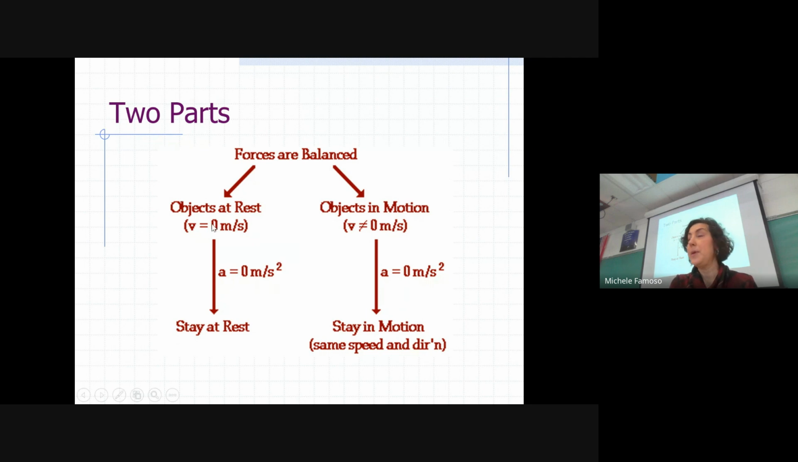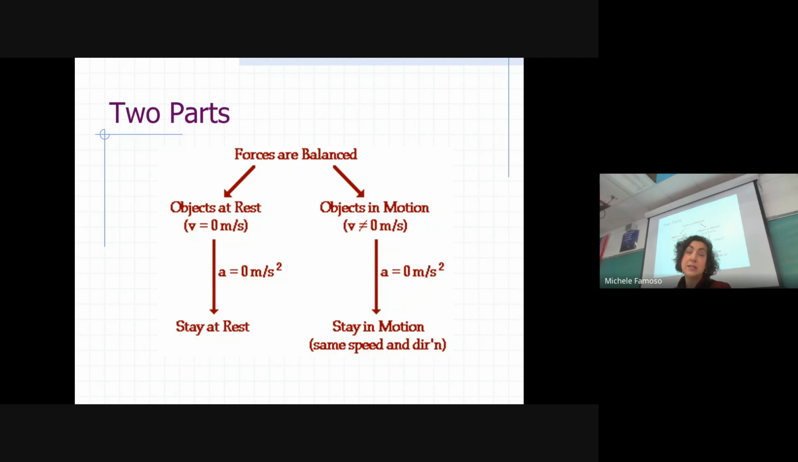If you're following the path on the left, it's because you started off not moving. Your velocity was 0 meters per second. You're at rest. And when he says you stay at rest, that means you're not accelerating. Your acceleration is 0 meters per second squared. If you were moving and the forces on you were balanced, then your acceleration will still be 0, which means you move with a constant velocity.